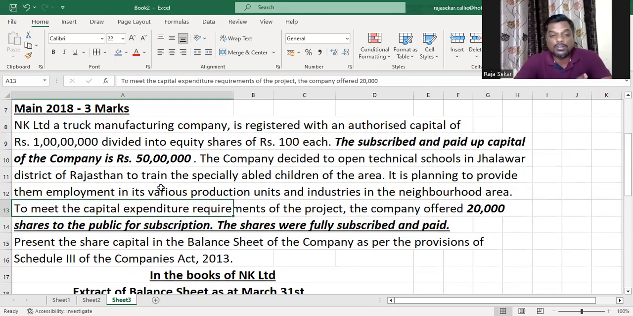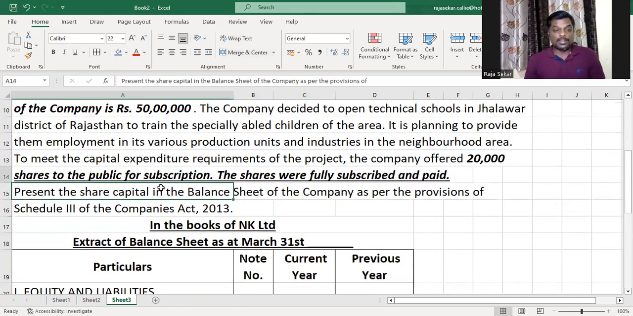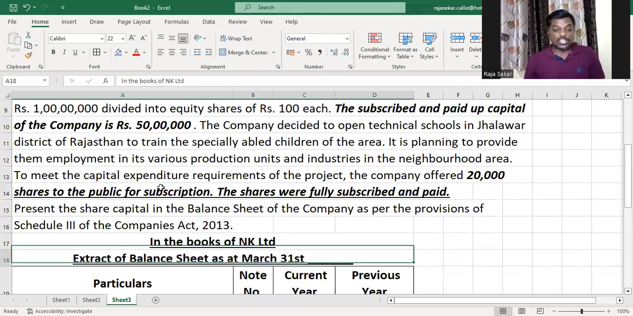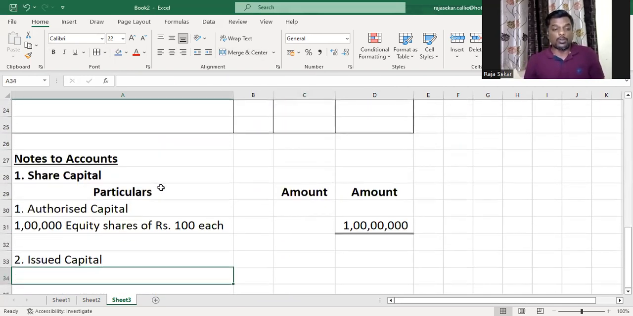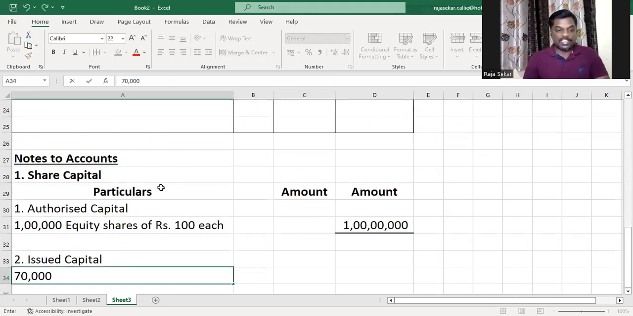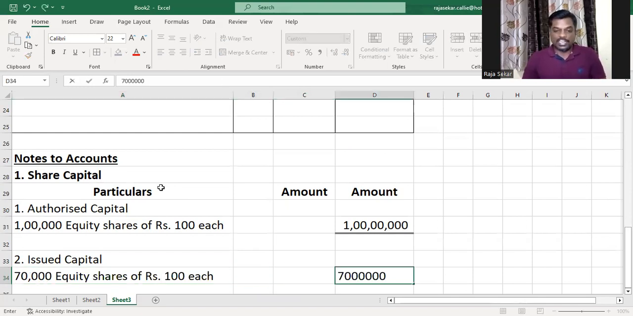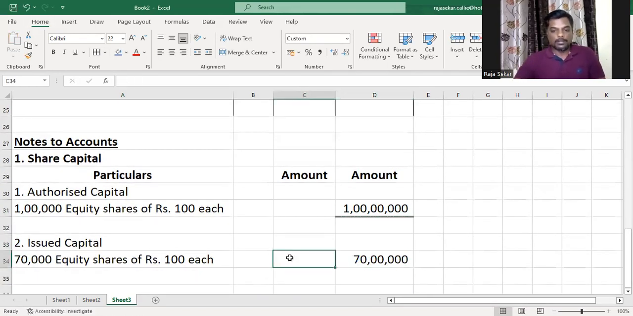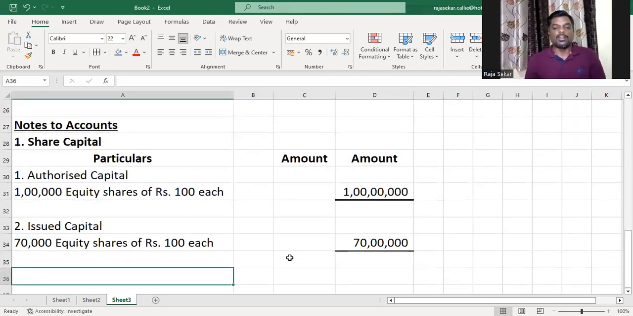So 50 lakh is the amount divided into equity shares of 100 each. So the total number of shares issued is 50,000 shares from this 50 lakh and 20,000 shares that are being issued now. And therefore, the total issued capital will be 70,000 equity shares of rupees 100 each. That is 70 lakh rupees. Again, you draw a double underline under that because we are not going to add it anymore. We are done with the authorized capital part and the issued capital part.